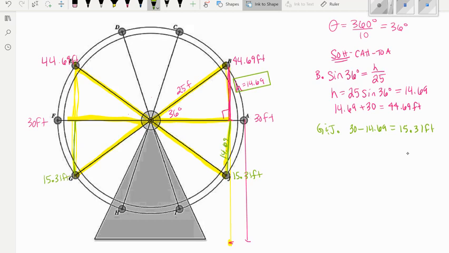So now we're almost done. We just have to do C, D, H, and I. See if you can pause the video to do those on your own, and when you're done, pause the video to check your work.